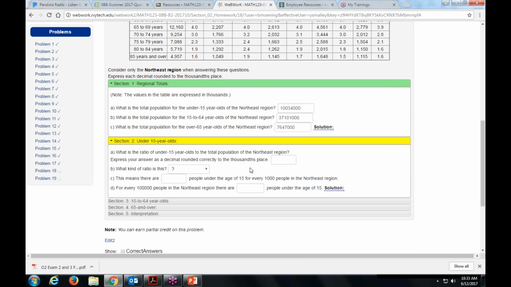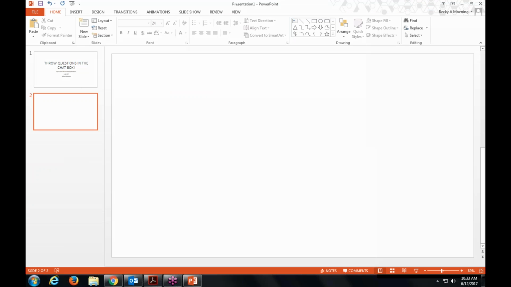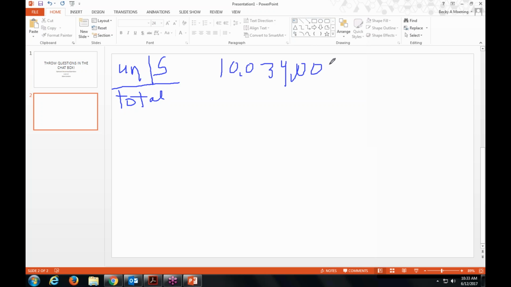Yep. All right, so now when you go to sections 2, 3, and 4, they're all done very much the same way. And you're comparing the groups. So for the first one, you're doing the under 15 to that total we just had. Your under 15 was the 10,034,000 over the 54,782,000. So the first step is to divide those and get yourself a decimal.